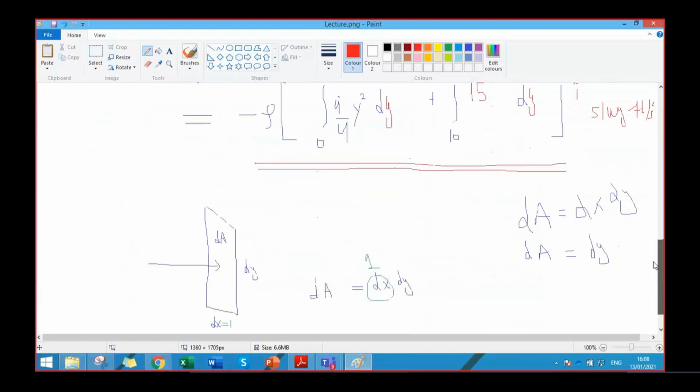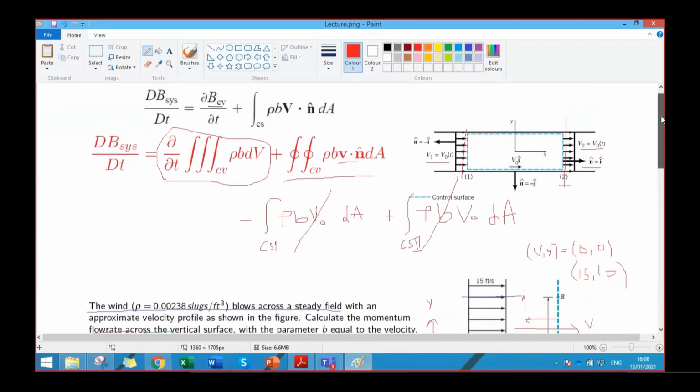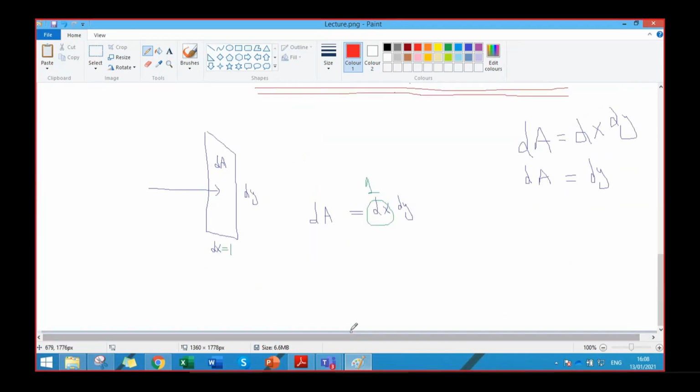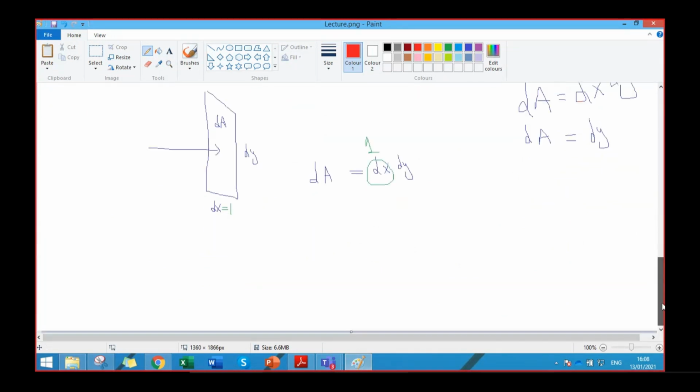You are not still clear about the direction? Let me redraw it here. This is your control surface, right? And this is your velocity direction, v. Clear? The area normal of this control surface would be in this direction. This is the normal vector. And if we take this as the x direction, this would be I with a negative sign, right?